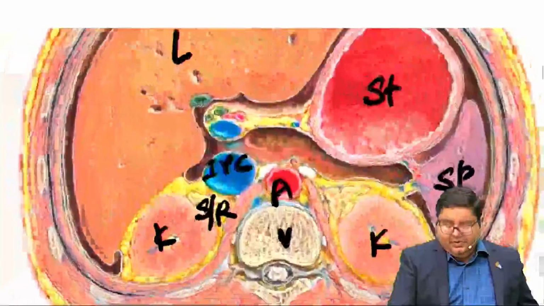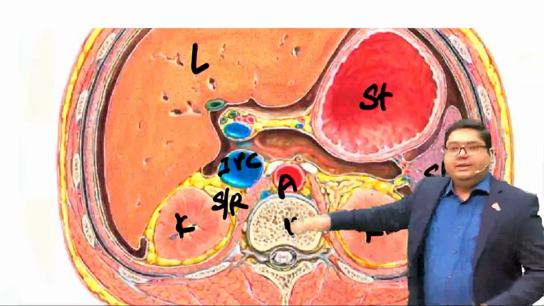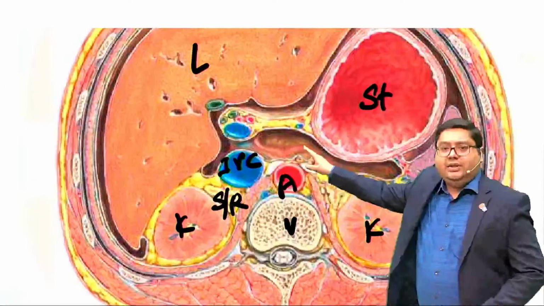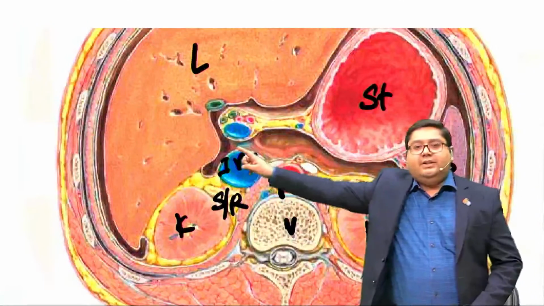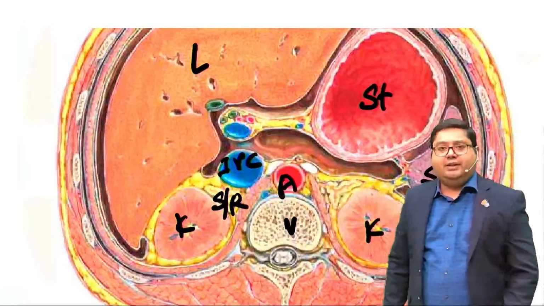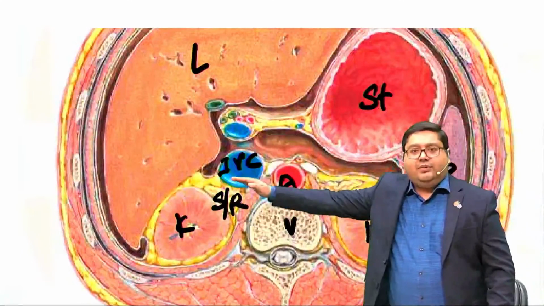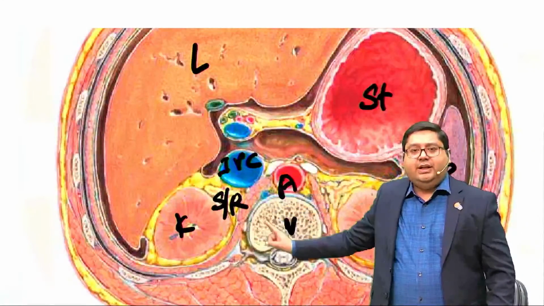And let me zoom in to show you. This is the stomach, this is behind the stomach. Can you see this sac? Behind the stomach we have a small sac called the lesser sac, and this is the position of the epiploic foramen, correct? Now behind the epiploic foramen we have the IVC, right suprarenal gland, and the vertebra.